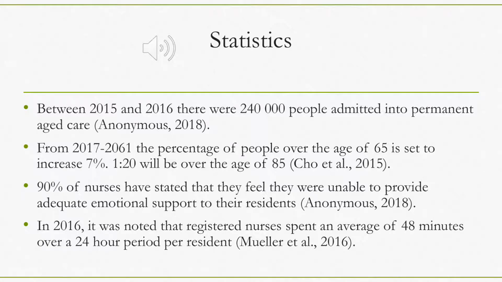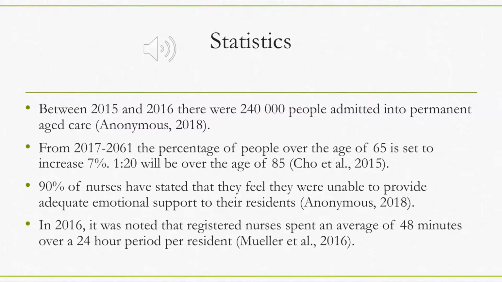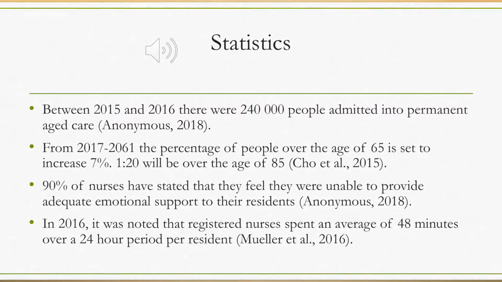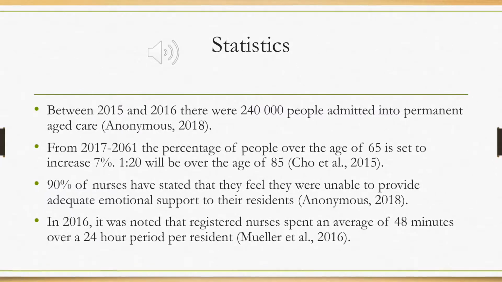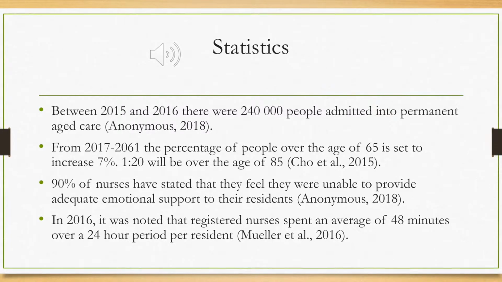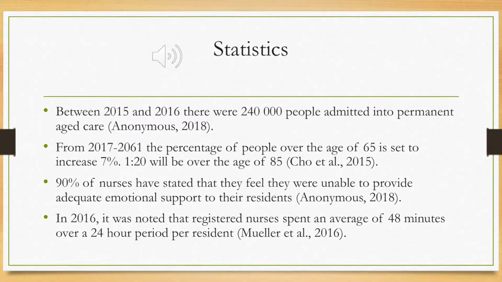So, some statistics. Between 2015 and 2016, there were 240,000 people admitted into permanent aged care. From 2017 to 2061, the percentage of people over the age of 65 is set to increase to 7%. 1 out of 20 will be over the age of 85.